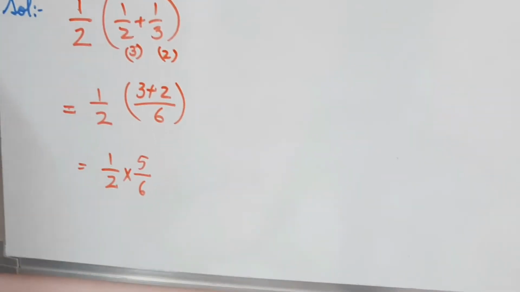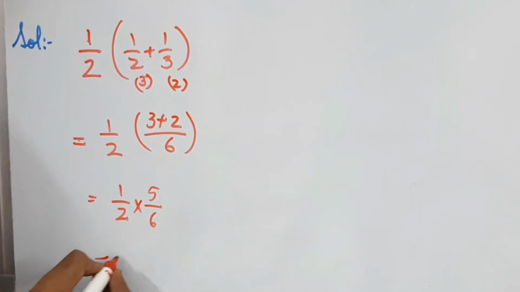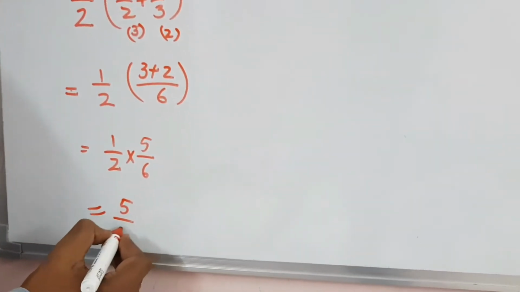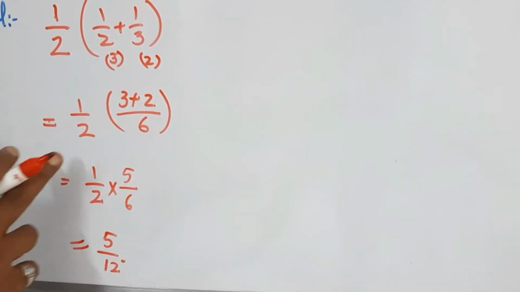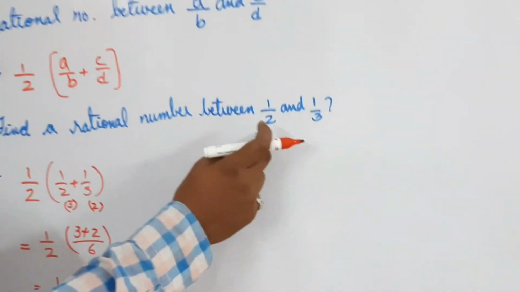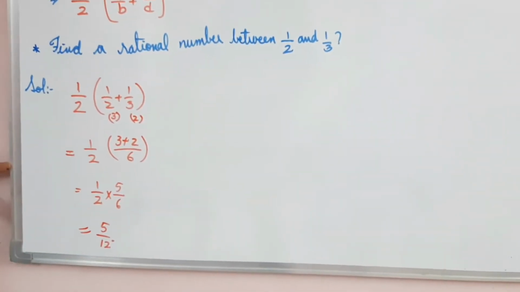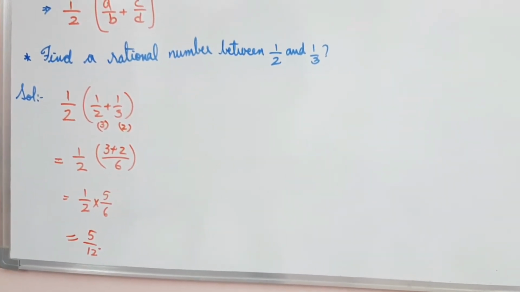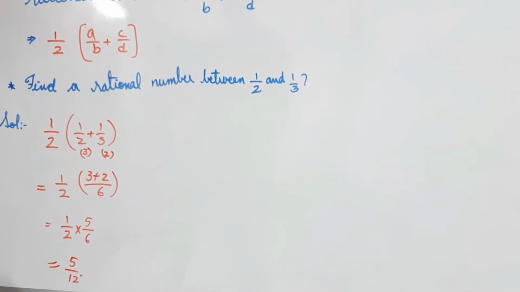Bracket means multiplication. The meaning of brackets is multiplication. 1 fives are 5 and 2 sixes are 12. So between 1 by 2 and 1 by 3, which rational number did you get, students? 5 by 12. Am I clear? We'll do one more.